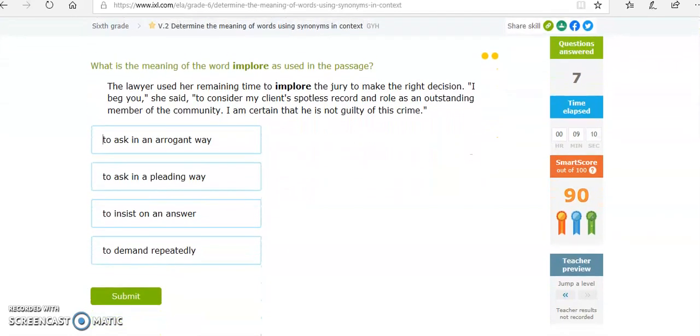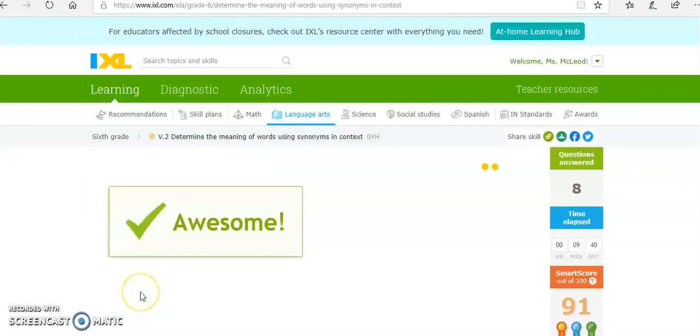What is the meaning of implore as it is used in the passage? Is it to ask in an arrogant way? Is it to ask in a pleading way? Is it to insist on an answer, or is it to demand completely? So she wants the jury to consider. She begs and wants them to consider. I don't think she's asking in an arrogant way. I don't think she's insisting on an answer. She's not being demanding, but she's asking in a pleading way, like begging. So we're going to hit submit.